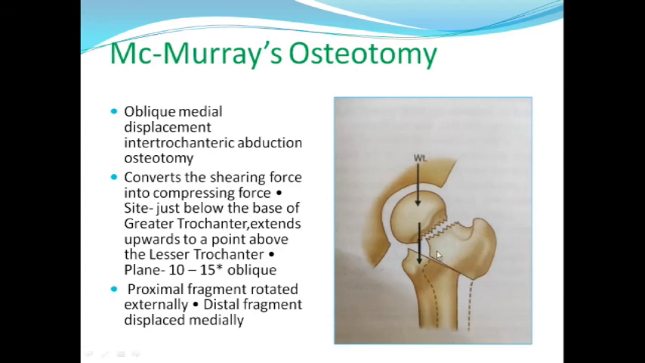So this is the fracture, and here we do osteotomy just below the base of the greater trochanter. Now we pull this distal fragment medially, and this proximal fragment is rotated externally. So this head comes in line with this, and it generates a compressing force, so it helps in union of the non-united neck femur. Okay, so this is McMurray's osteotomy.